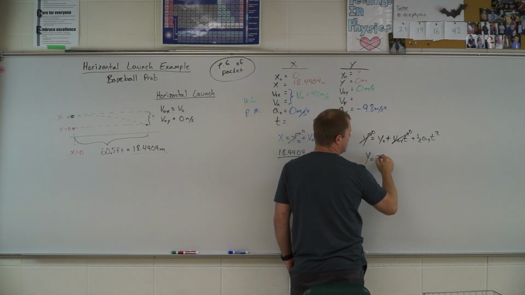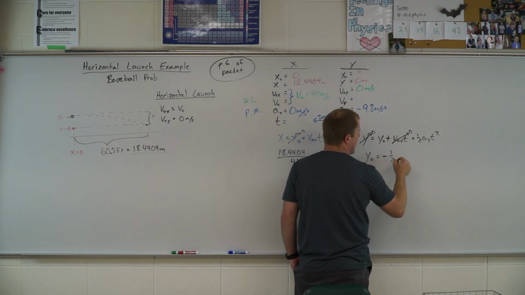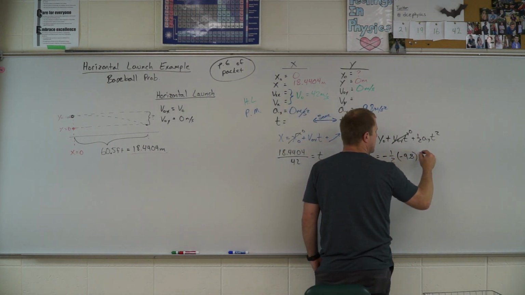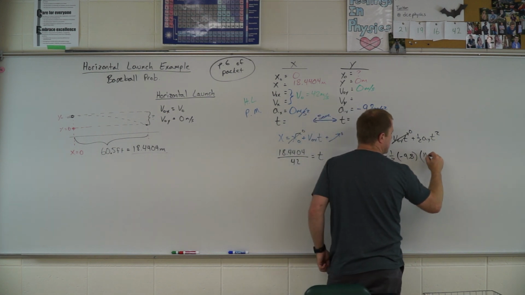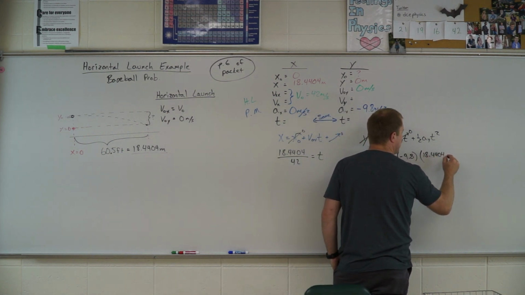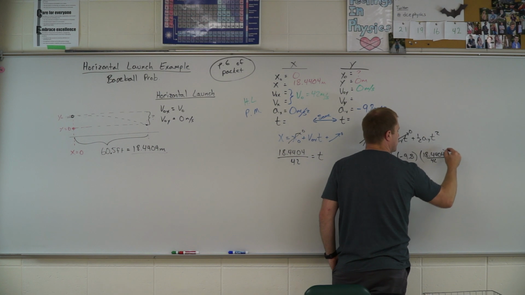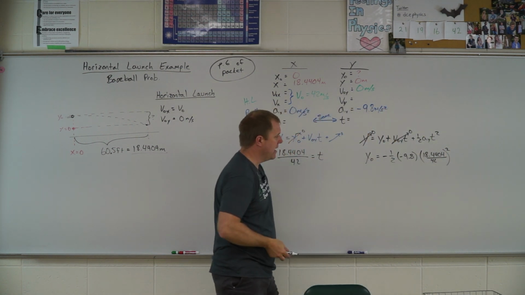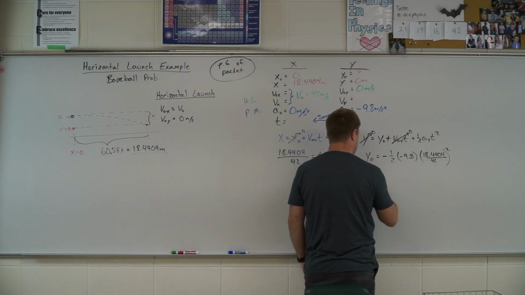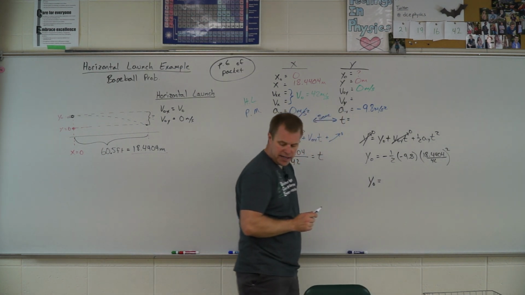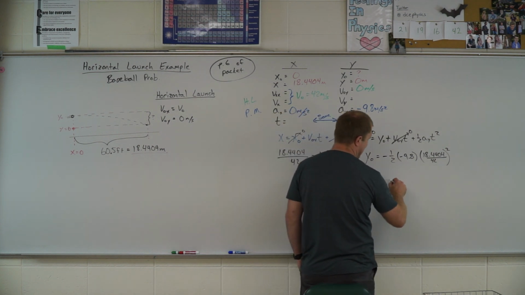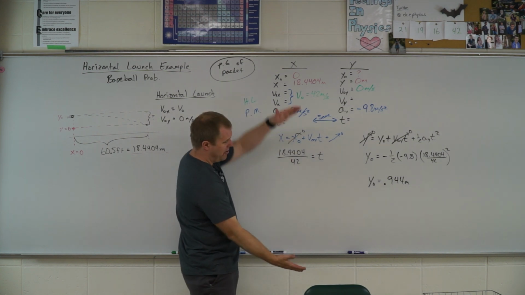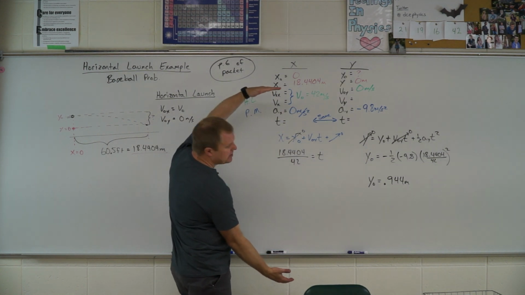So our Y naught value is going to be negative 1/2, because I moved this over to the other side so it became negative, times negative 9.8 times our time, which was 18.4404 divided by 42, squared. Plug that all into your calculator, because you didn't really need to find the time in order to do this. You could just substitute in. And we get an initial height of 0.944 meters. So it drops about a meter. Okay, so it drops about that far.